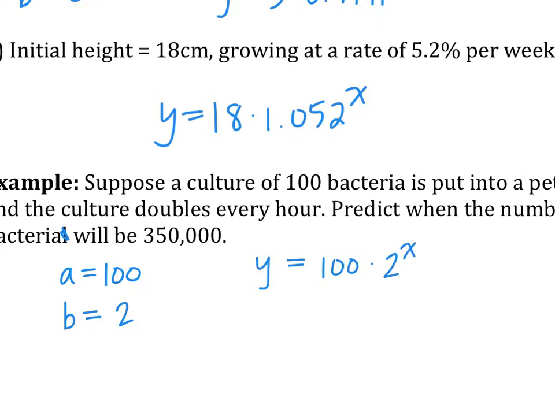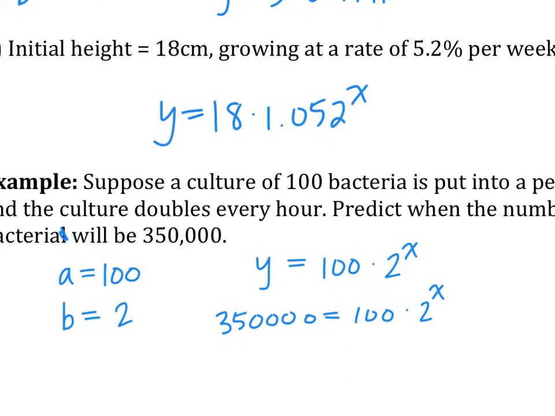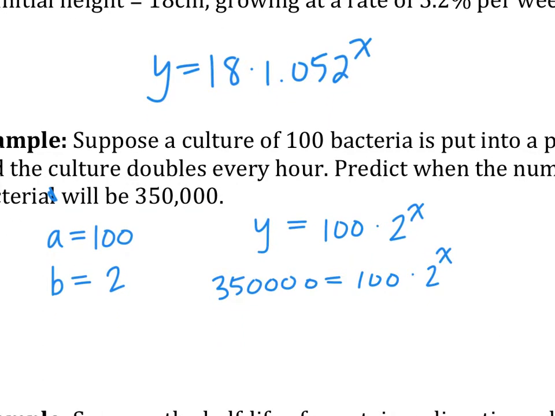350,000. Where would that number go? Would it go into x or y? Okay, so 350,000 goes in here. 100 times 2 to the x. I'm going to solve that, right? What's the first thing you need to do? Divide by 100. Yes, please do not multiply 2 and 100 together. That would be wrong. Divide by 100, so just get rid of 2 zeros.